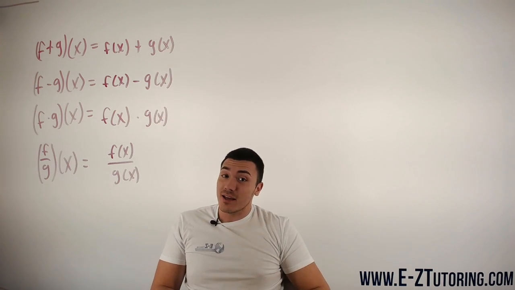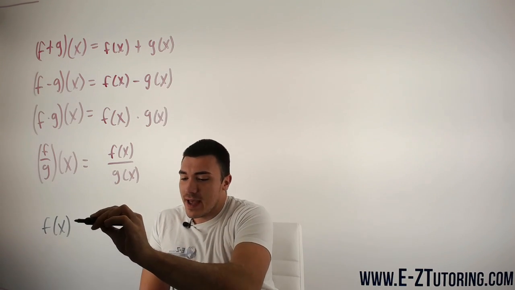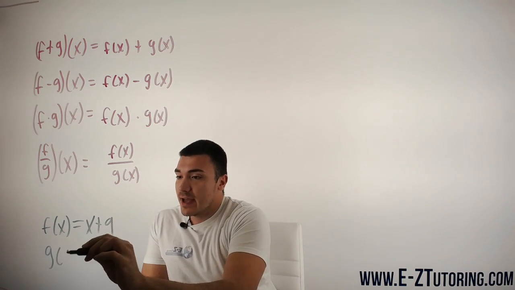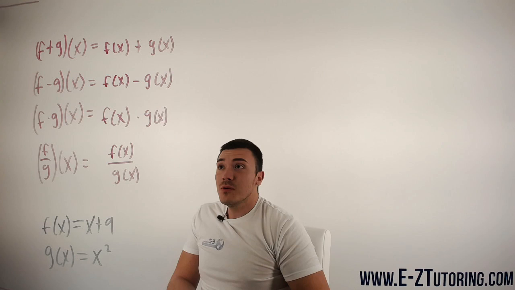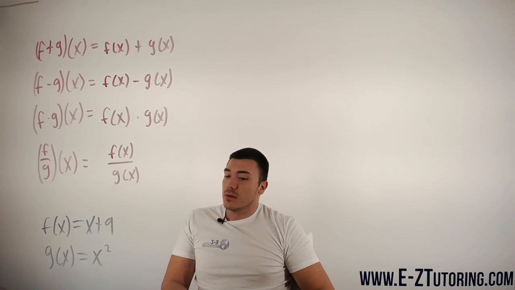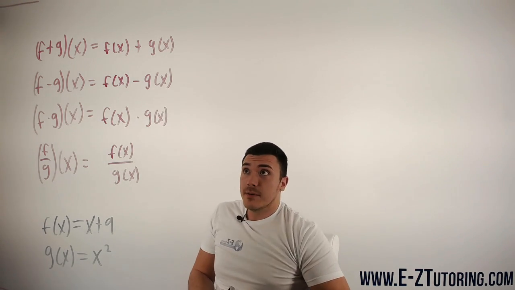Now, let's say we were actually given some examples here. Let's say that we were told that f of x is equal to x plus 9, and that g of x is equal to x squared, and we have to do each one of these operations for these 2 functions. So we'll go ahead and plug in.